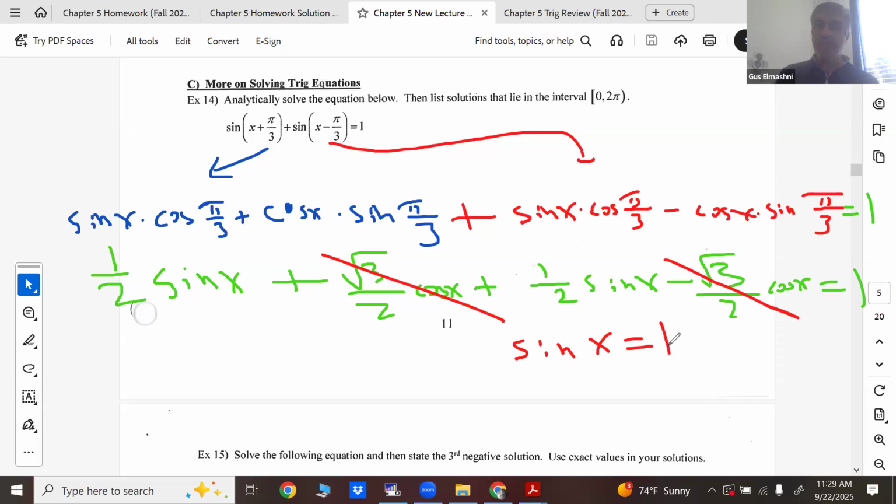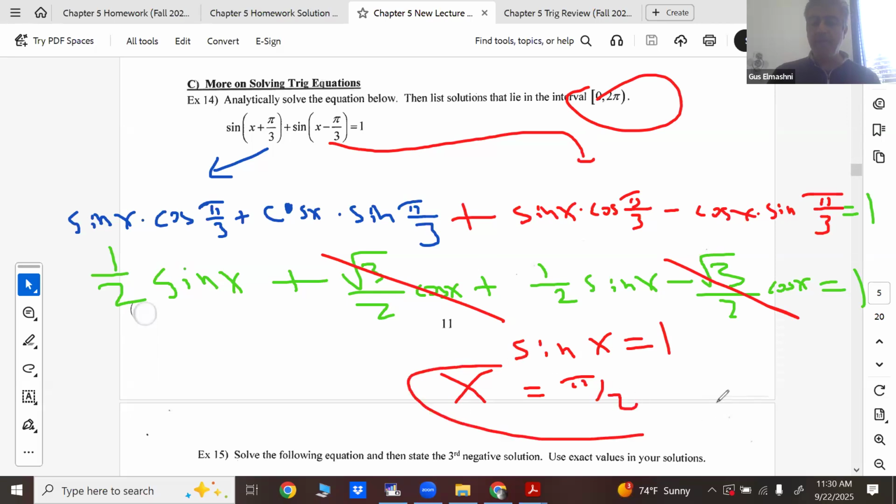Okay, but remember, we're not verifying an identity, we're solving. So now I'm solving. When will that happen? There we go. That's it. And you're only asked to find a specific answer. So you don't have to give a general answer because you're asked to solve from 0 to 2 pi. So pi over 2. That would be your answer. And very good.